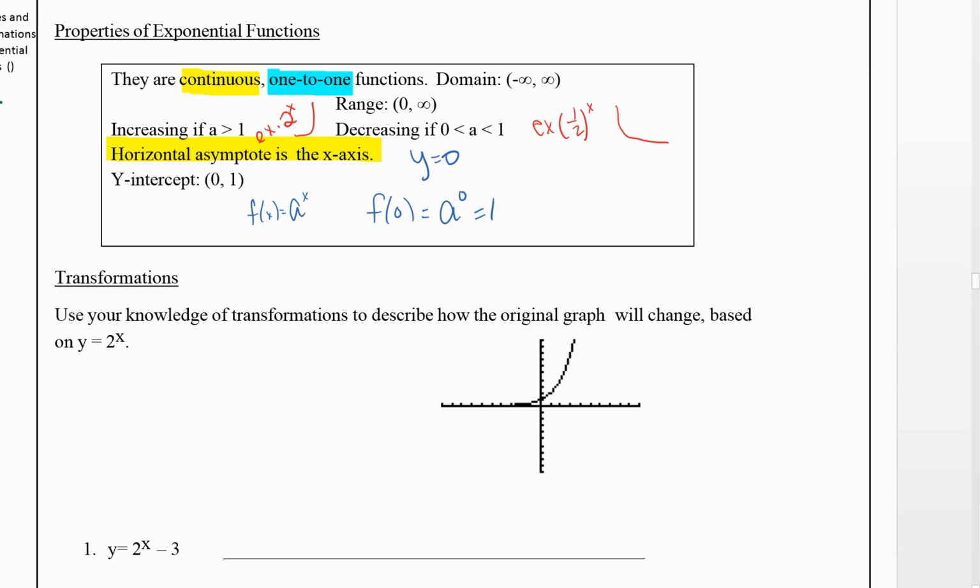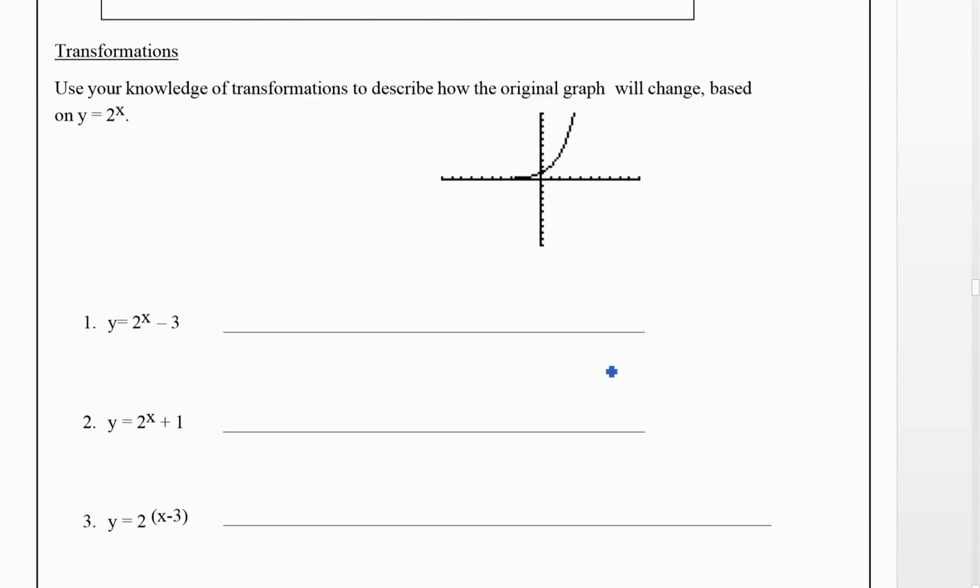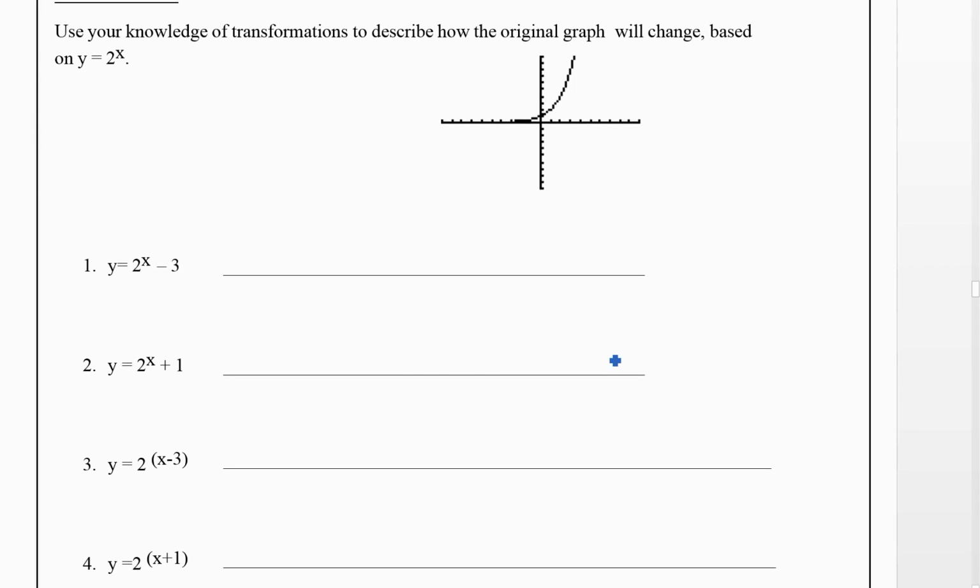Now we've learned about all the transformations back in Unit 2, and we just want to refresh those. We want to use our knowledge of transformations to describe how the original graph, here's our graph of 2 to the x, will change. Number 1, we have y equals 2 to the x minus 3. We're subtracting 3 from the end. Remember, doing something outside the x is going to do something vertical. And subtracting here means it's going to shift down 3 units.